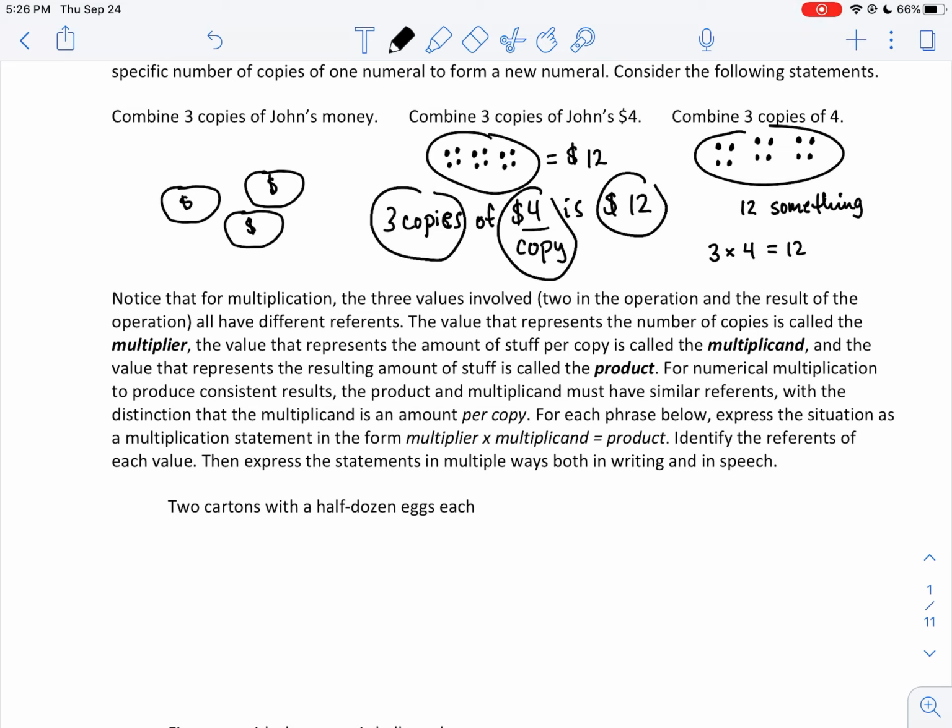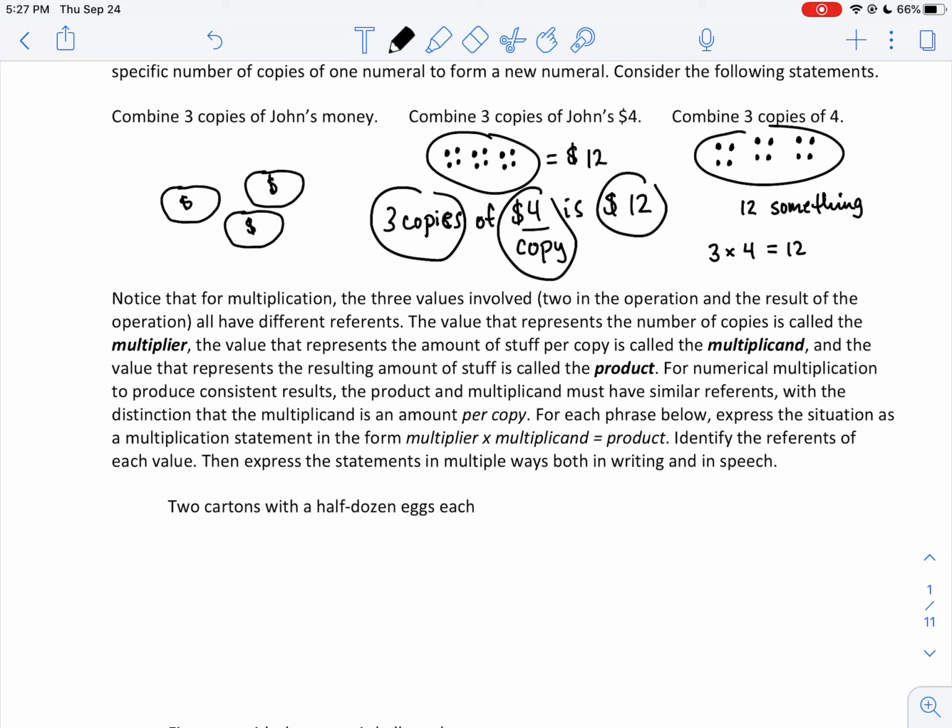The value that represents the amount of stuff per copy is called the multiplicand. So that would be the $4 per copy, right? That's the amount of stuff per copy. And the value that represents the resulting amount of stuff is called the product. And that would be the $12 in this case, would be the product.